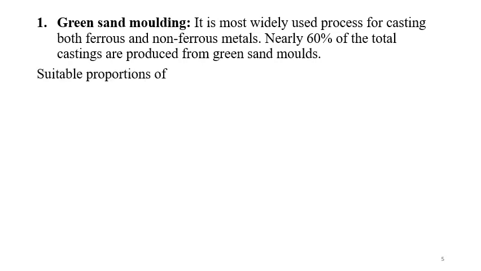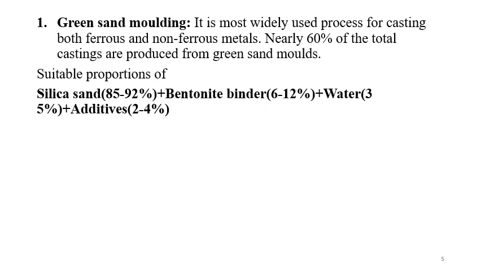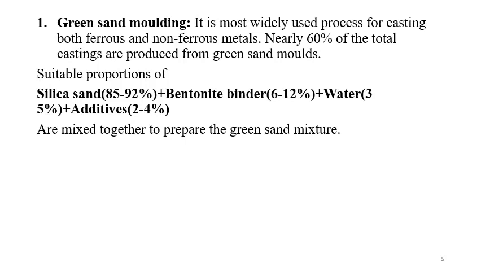A suitable proportion is used: silica sand, the base material, at 85 to 92%, and bentonite, the binder, at 6 to 12%, with a minimum of 6 and a maximum of 12%. Water is 3 to 5% and additives 2 to 4%. Put these in the muller or sand mixer and rotate to mix the ingredients properly, then use it to prepare the mold box, giving the green sand mixture.